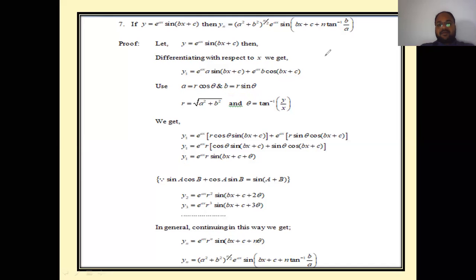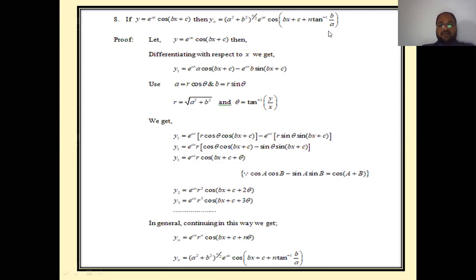Okay, now look at this. The second result is: if y is equal to e raised to power ax cos of bx plus c. Only the change is that in the previous example we have seen e raised to power ax into sine of bx plus c. But in this result we have exponential with the trigonometric of cosine. Otherwise the result is same. Then you have to show that yn is a square plus b square raised to power n by 2 e raised to power ax cos of bx plus c plus n tan inverse of b by a.